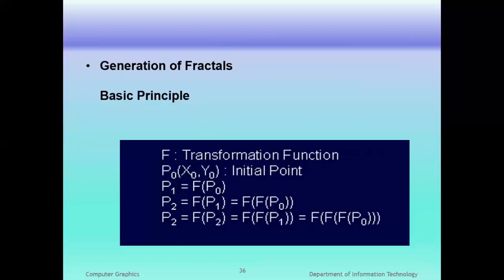The generation of fractals follows a basic principle that can be shown here as P0, which is a function of x0 and y0 for the initial point. The same function f of P0 will be repeated with different values, so that P2 is equal to f of P1, that is equal to f of P0. P2 is equal to f of P2, that is equal to f of P1, and that is equal to the function of P0.